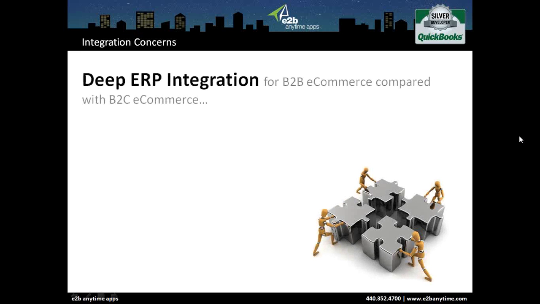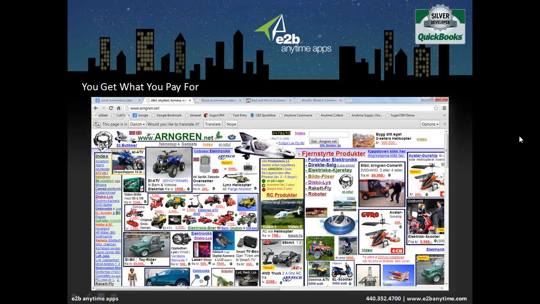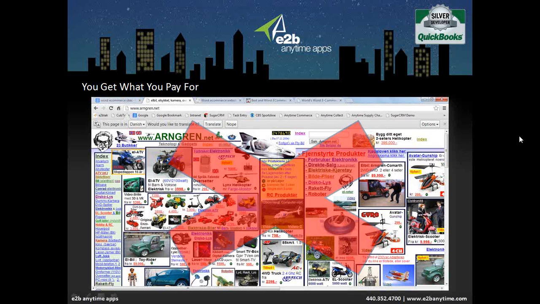Integration concerns, deep ERP integration, we talked about that. This is just to highlight that a little bit. You need online inventory and stock status available to your customers. You need automated sales order creation. And I have a couple slides in here just on things that you probably don't want to do, right?